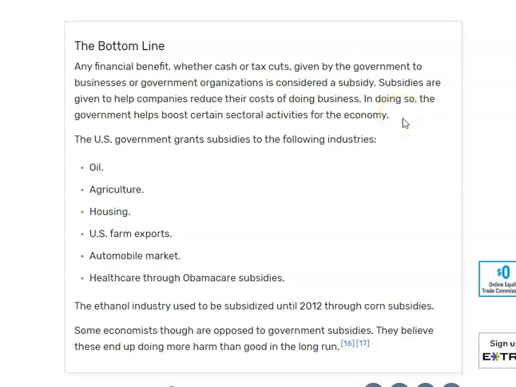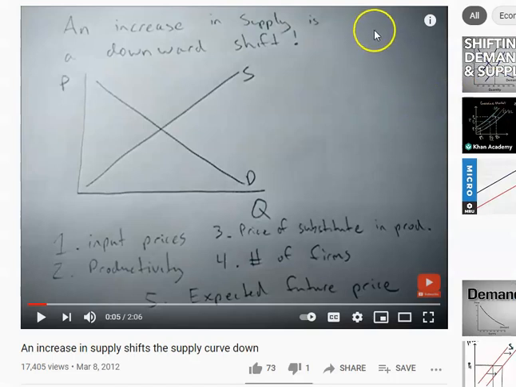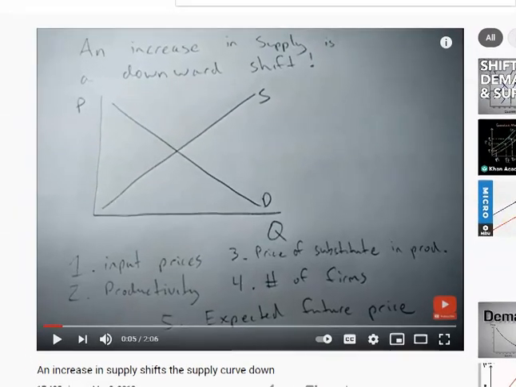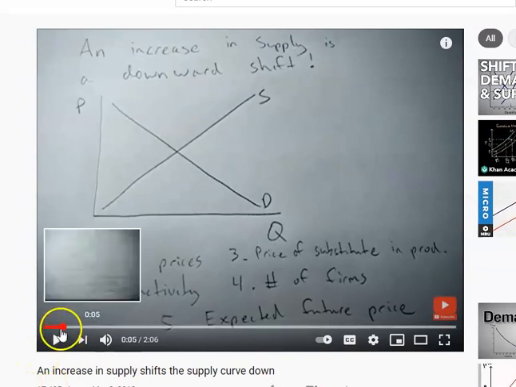Subsidies are given to help companies reduce their cost of doing business. In doing so, the government itself is affecting the market. They help boost certain sectoral activities for the economy. So they're very selective in what industries they are trying to help or, honestly, potentially hurt. Now, this is a quick graph that I wanted to show before we finish. Okay, so this should play.